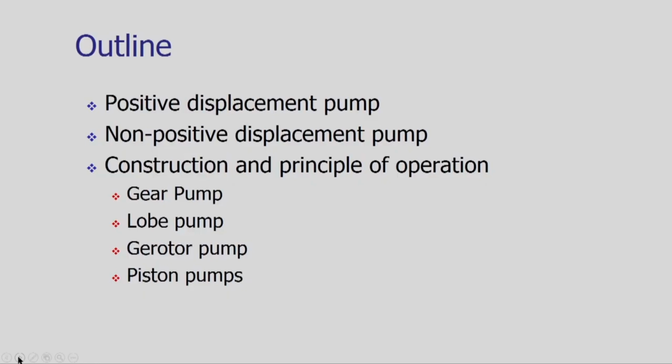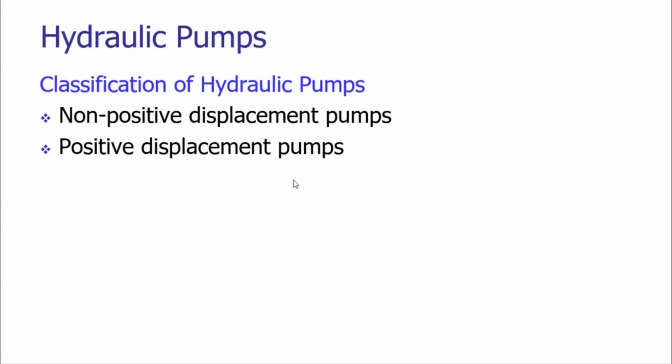We will study various pumps in the perspective of their construction, principle of operation, advantages, limitations and applications in automation. Some of the pumps are the gear pump, lobe pump, gerotor pump and the piston pumps. So, let us begin. The hydraulic pumps are basically classified into two groups. The first one is non-positive displacement pumps and the second one is positive displacement pumps. So, let us look at the meaning of non-positive displacement pump and positive displacement pump. Also, we will look at the various types of these pumps that are utilized, their construction and working.